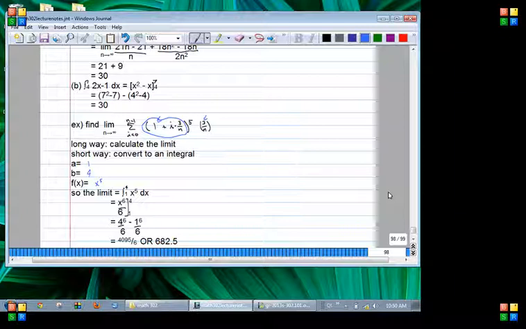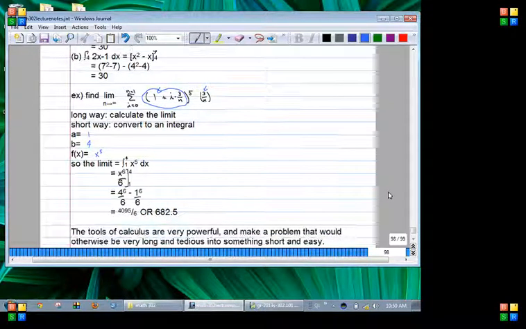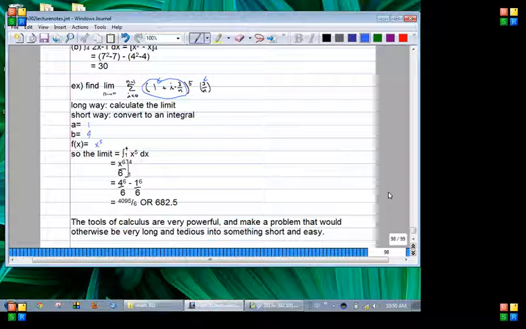So there's a take-home lesson from this last kind of problem, which applies, in a sense, to this entire course. The tools of calculus are very powerful, and they make a problem that would otherwise be very long and tedious, as we saw previously, into something that you can do very quickly and very easily.